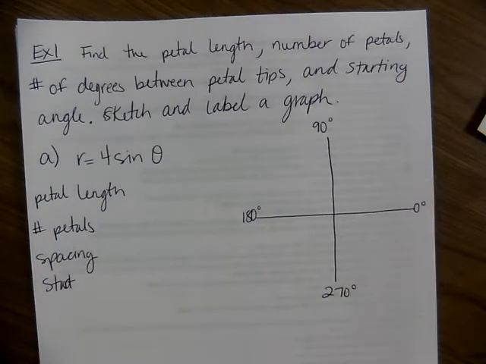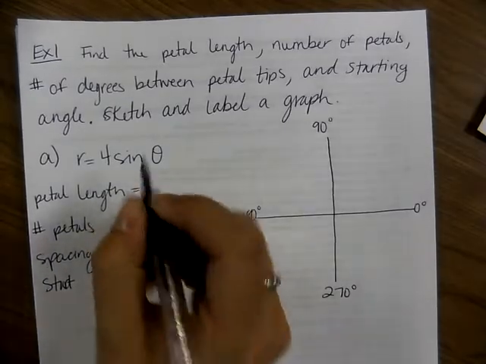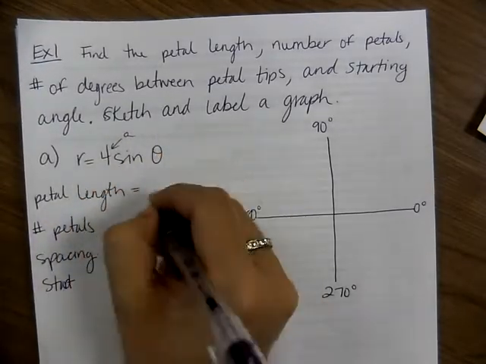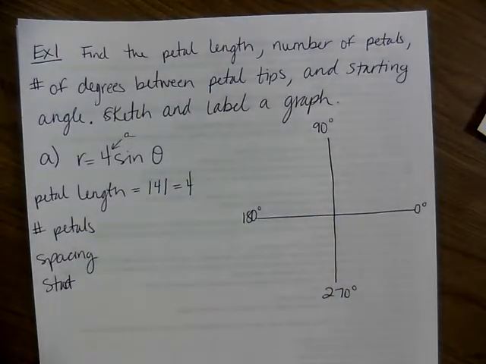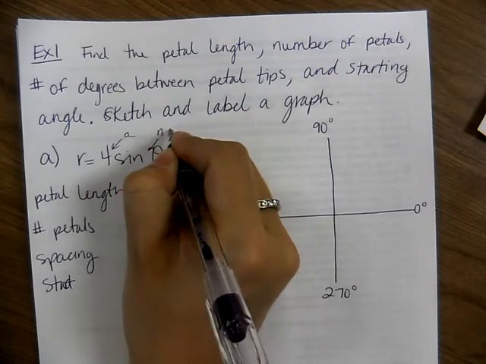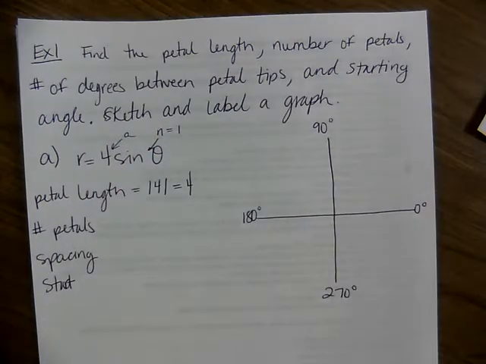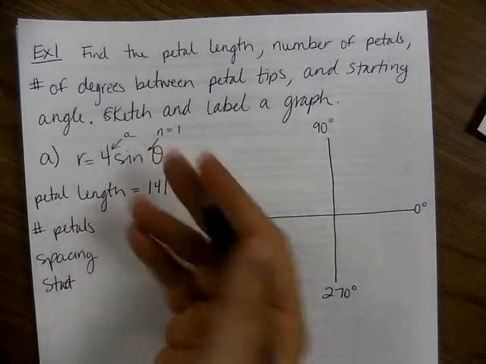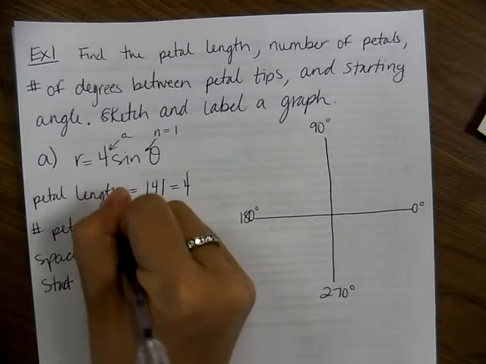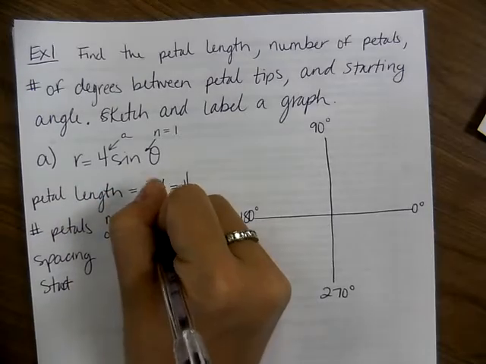The first thing you have to do is find the petal length. If you go back to the first page of our notes, the petal length was the absolute value of A. So A is 4, so the petal length is the absolute value of 4, so it's just a length of 4. Now, for the number of petals, you have to follow the rules. In this case, our n value we can't see, so that just means that n equals 1, so it's odd. And if it's odd, then it's just the number of petals that you actually see, whatever n is. So because n is 1 and it's odd, we just have 1 petal.